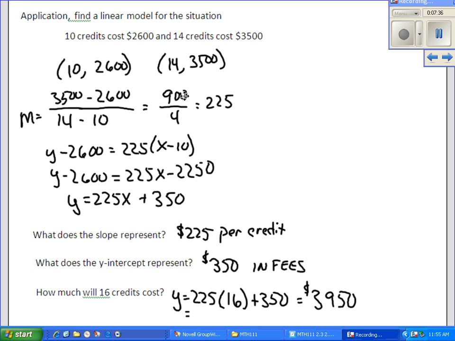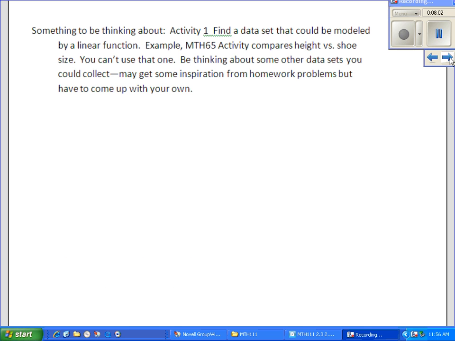So we got $900 cost us 4 credits, $225 is a cost for a single credit. And the y-intercept is going to be what the fees are at this particular college. So no matter how many credits you have, you're going to pay that flat fee of $350. And then if we want to calculate how much 16 credits cost, we can substitute it into the equation and simplify for the total tuition for that term.